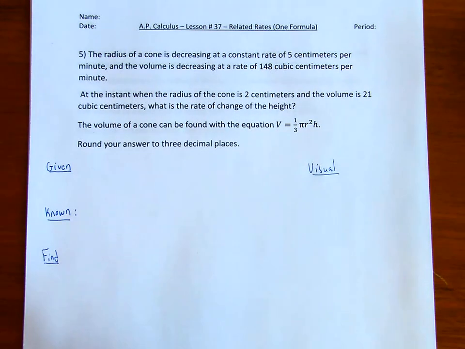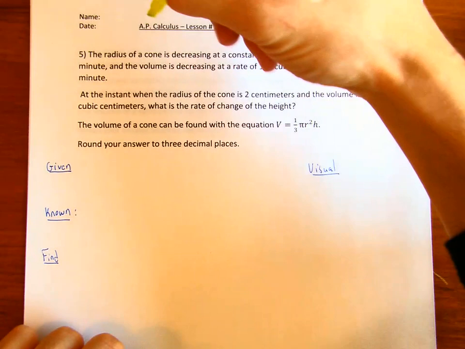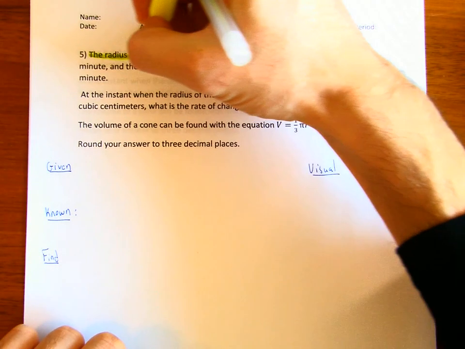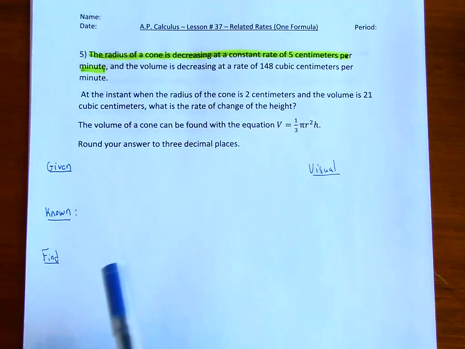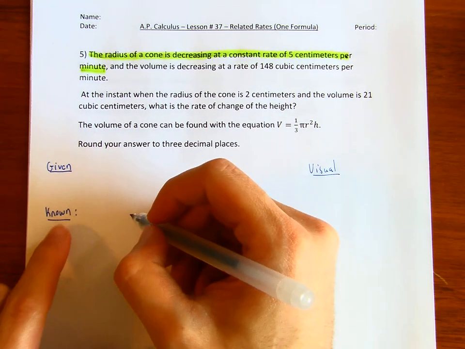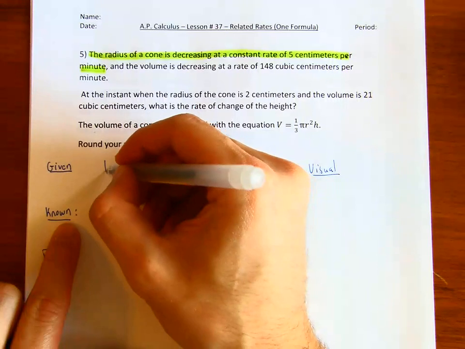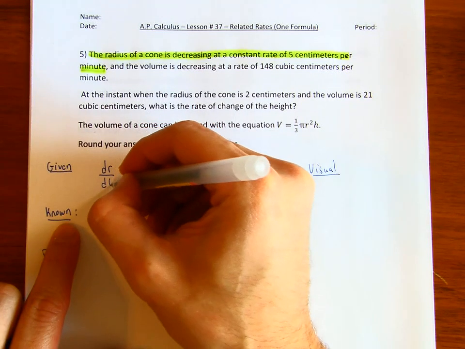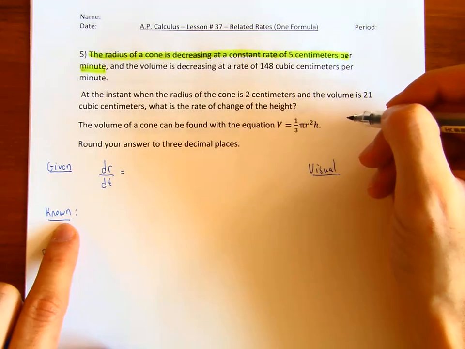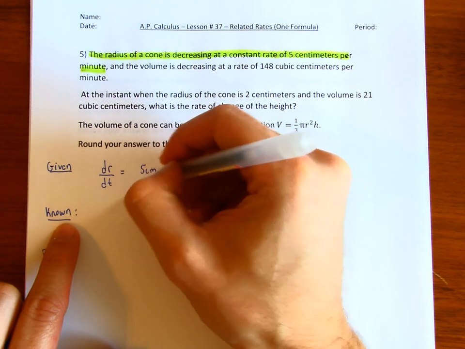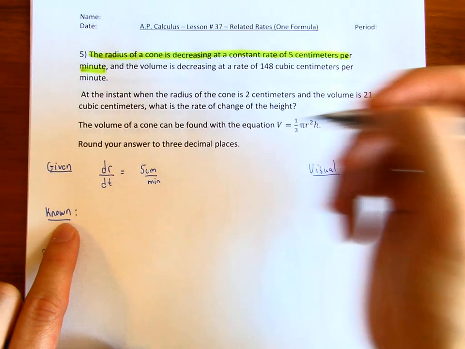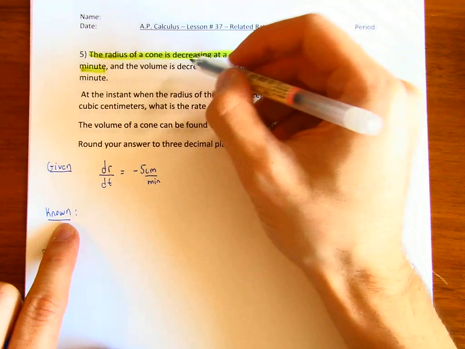So here, let's look at the first sentence. It says the radius of a cone is decreasing at a constant rate of 5 centimeters per minute. So here, how can you translate that? The radius of the cone. So you're given that dr/dt is equal to 5 centimeters per minute. Okay, and it's negative, right, because it's decreasing.